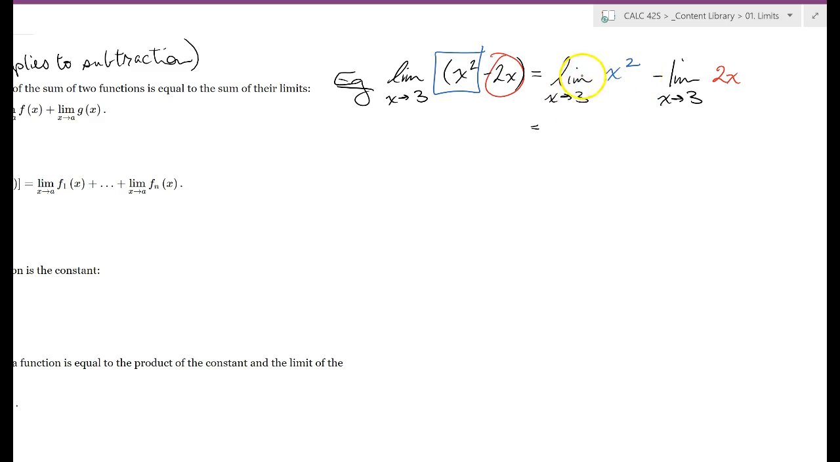So we can go, okay, well, what is x squared when x is 3? Well, that is 9, minus the limit as x approaches 3 of 2x, so just plug 3 into there, so minus 6, which gives us a lovely total of 3. And so that would be my final answer to the limit as x approaches 3 of x squared minus 2x.